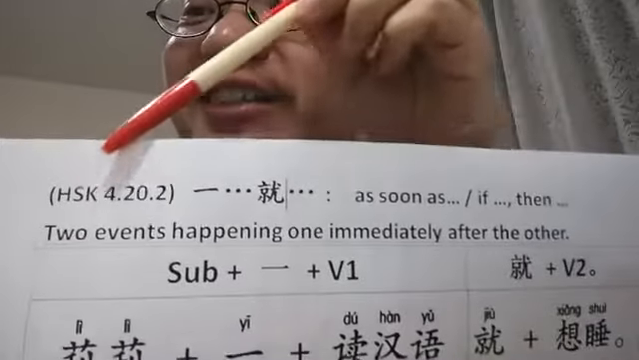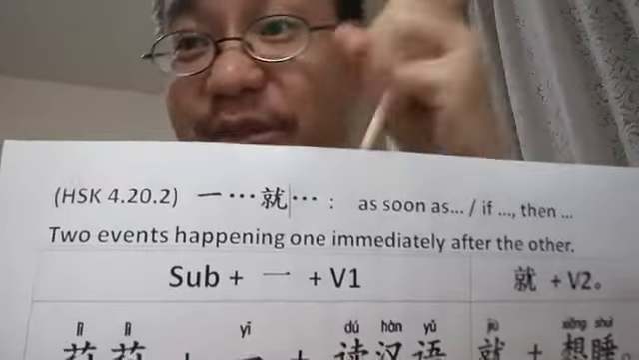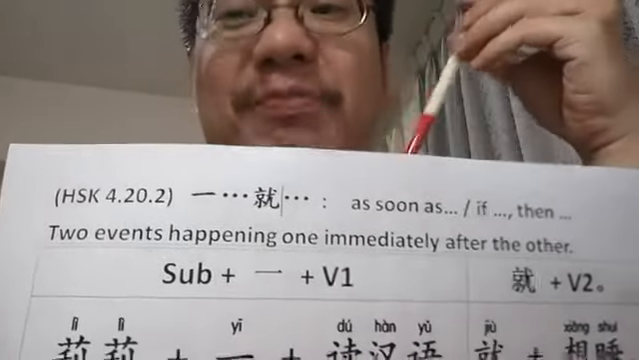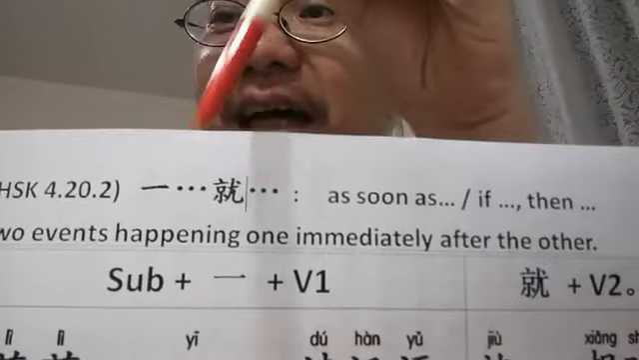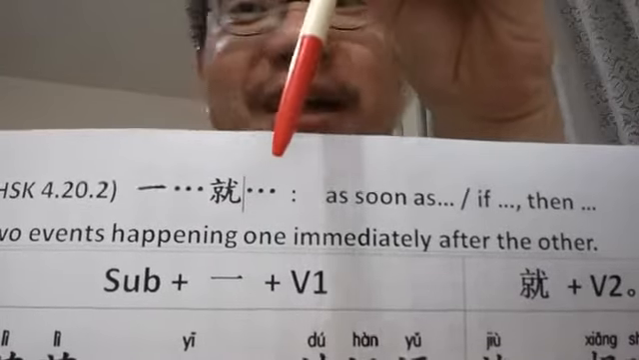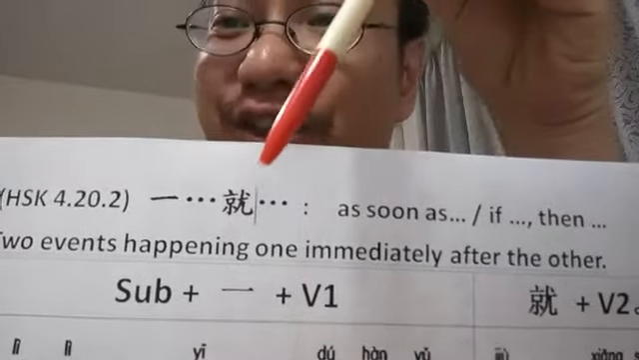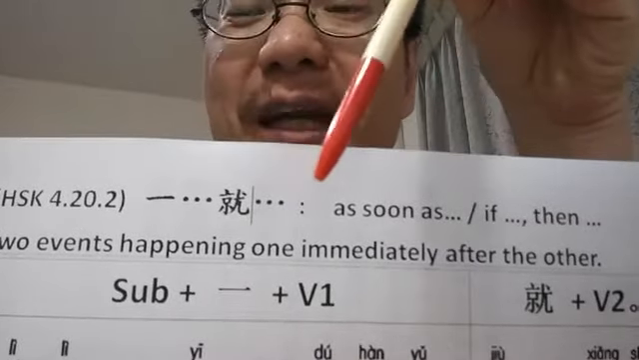So let's get started. Okay, so this grammar is in HSK Level 4, in lesson 20. This grammar is 一 blah blah blah 就 blah blah blah.